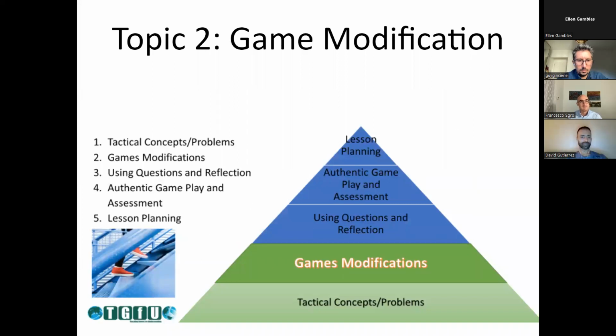So thank you, Francesco. So let's move to topic 1, game modification. So let's remember this pyramid. We have now learned about tactical concepts and problems. So once we know about them, we are ready to know how to design rich learning situations for learning games. So game modification will be the second topic and the second step to understand for the teacher and the coach to prepare a game-based approach. So next slide, please.